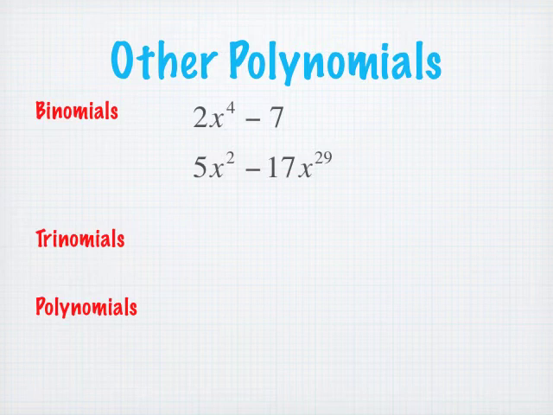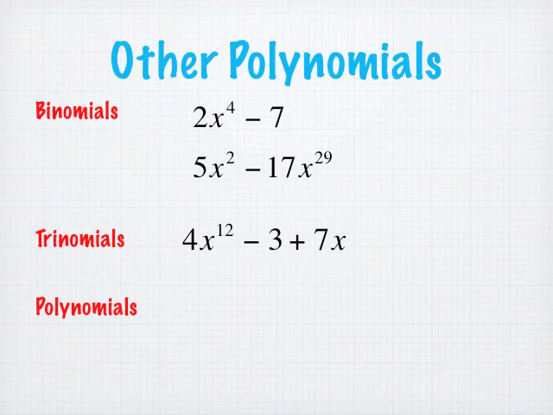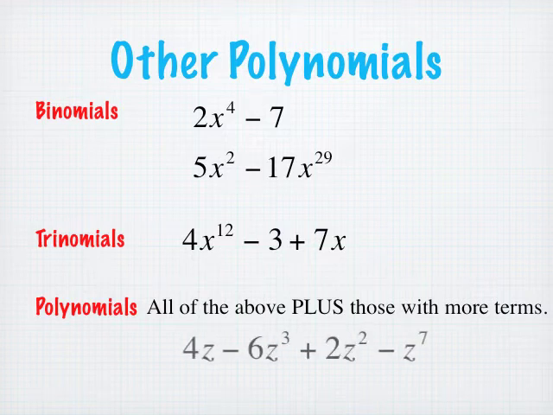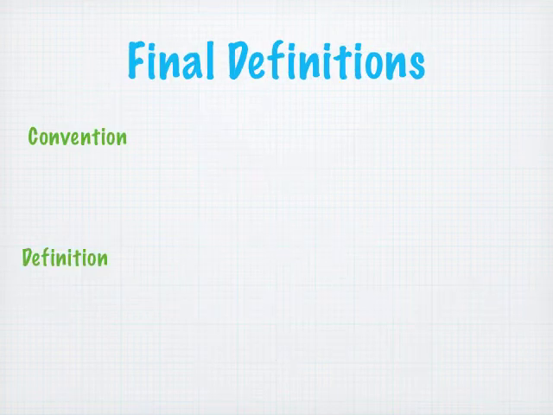So here's some binomials. Those have 2 terms. Trinomials would have 3 terms. Polynomials would be all monomials, binomials, trinomials, and things with more terms. So there's a lot of examples. Okay, notice in each one of those that every term meets the requirements for being a polynomial. The main thing I'm looking for is I don't want any negative or fractional exponents or variables in denominators.